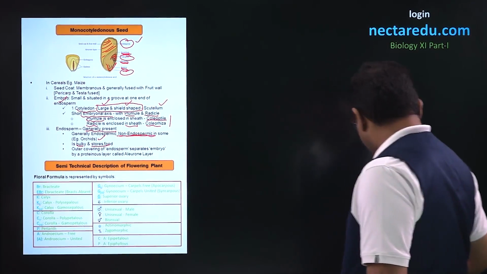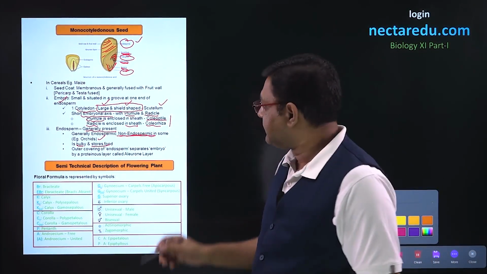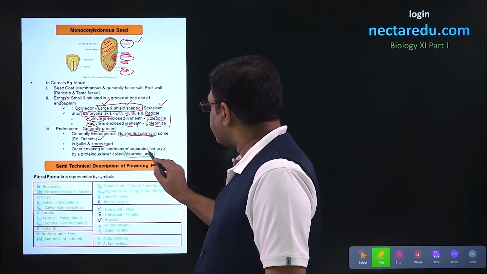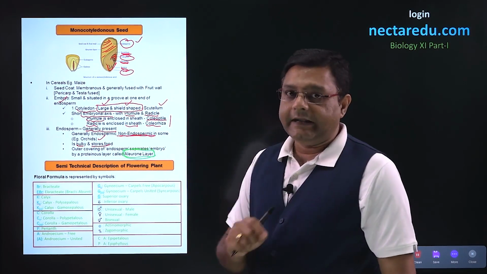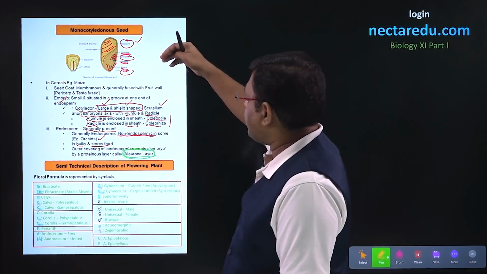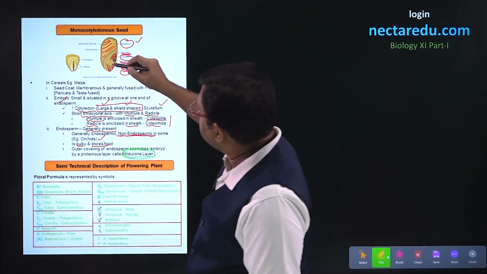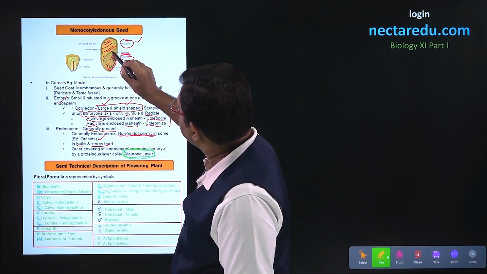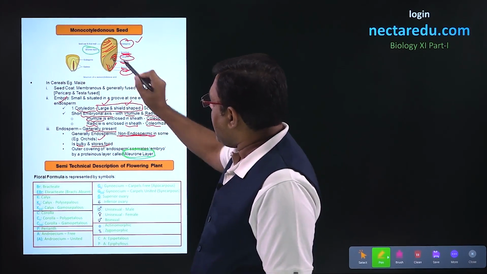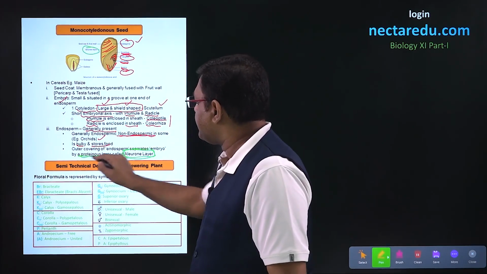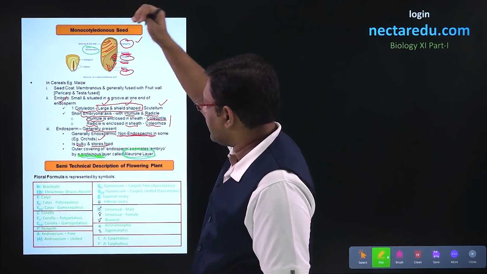There will be one more important structure present in the case of monocot seeds, and that particular structure is called as aleurone layer. Now, aleurone layer is the layer which separates the endosperm from the embryo. Now, in this case, we can see this dotted structure. So, this is the aleurone layer, and this is in fact a proteinaceous layer, and it will separate endosperm from the embryo.